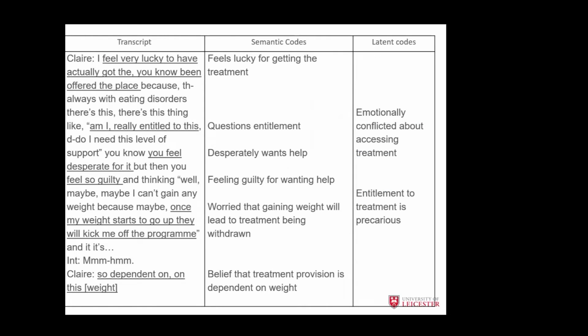Okay, so just to give you an example of what that coding might look like, this on the left-hand side shows an extract from an interview transcript with Claire, who's talking about how she feels about starting on treatment for anorexia. So I've underlined the bits of text that I might want to make sure that I capture in my analysis. In the middle, I've got some semantic codes, and then on the right, I've got latent codes.